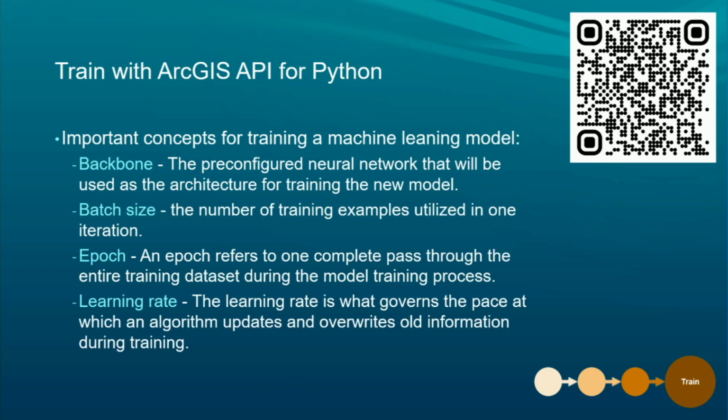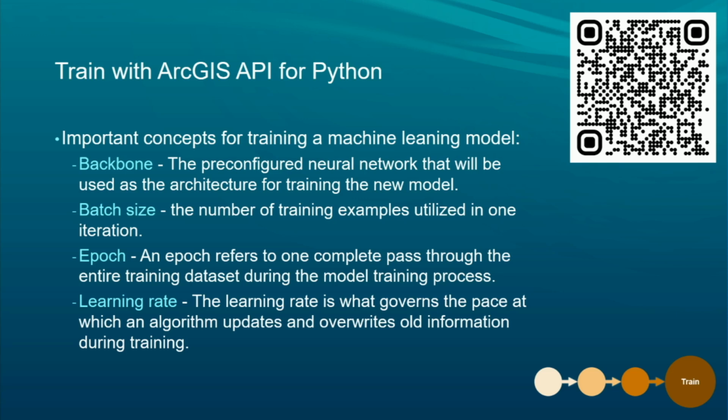And just a few more concepts for training a machine learning model. First is the backbone, which is the pre-configured neural network that'll be used in the architecture for training the new model. The batch size is going to refer to the number of training examples used in one iteration. Also, just a note that this setting does require some experimentation to get the model performance that you're looking for.